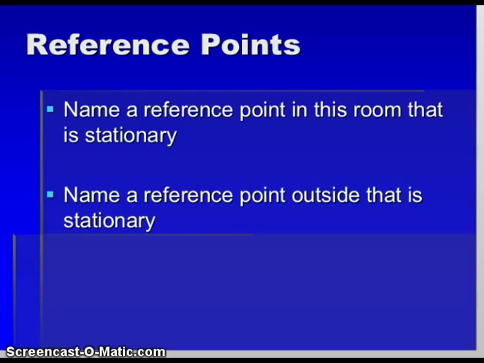Okay, so looking around you, can you find a reference point that is stationary? And write that down in your notes. Then I want you to look outside and find a reference point that would be stationary, and write it in your notes.